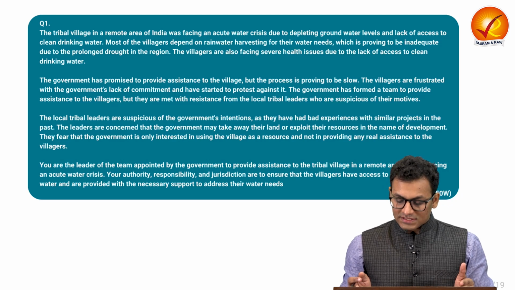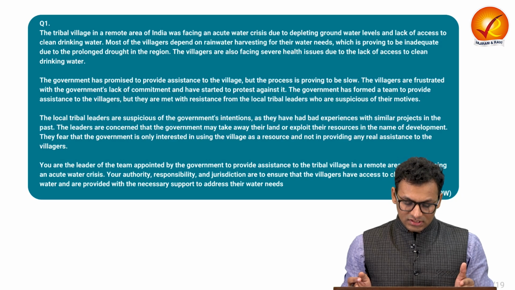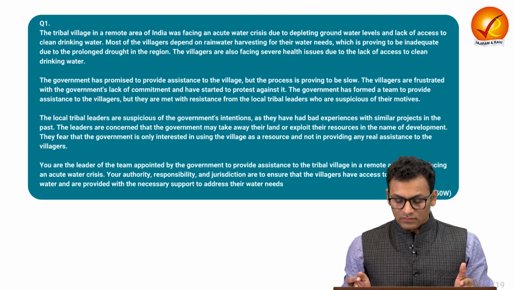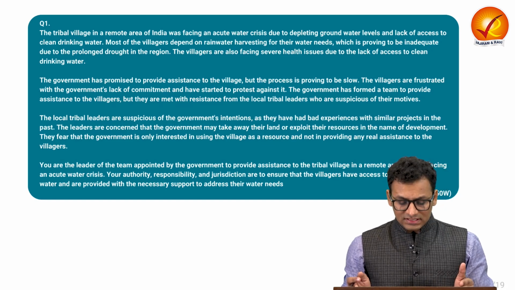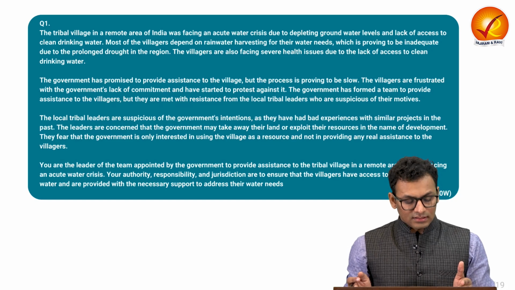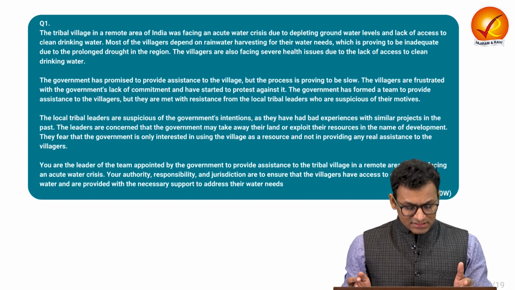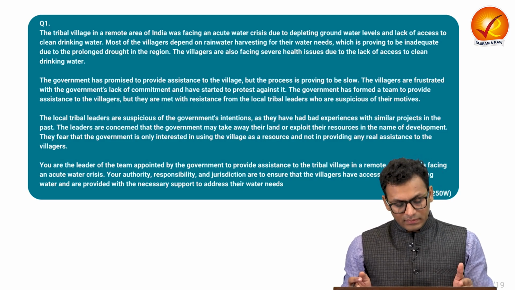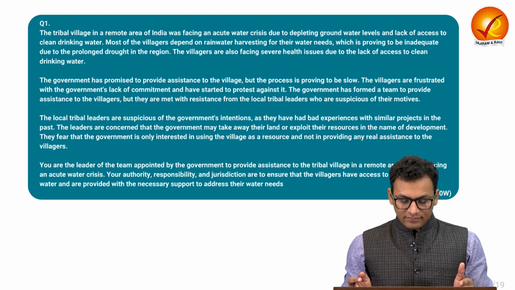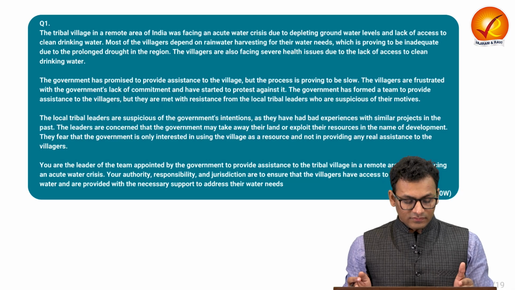The government has formed a team to provide assistance to the villagers, but they are met with resistance from local tribal leaders who are suspicious of their motives. The local tribal leaders are suspicious of the government's intentions as they have had bad experiences with similar projects in the past. The leaders are concerned that the government may take away their land or exploit their resources in the name of development. They fear that the government is only interested in using the village as a resource and not in providing any real assistance to the villagers.